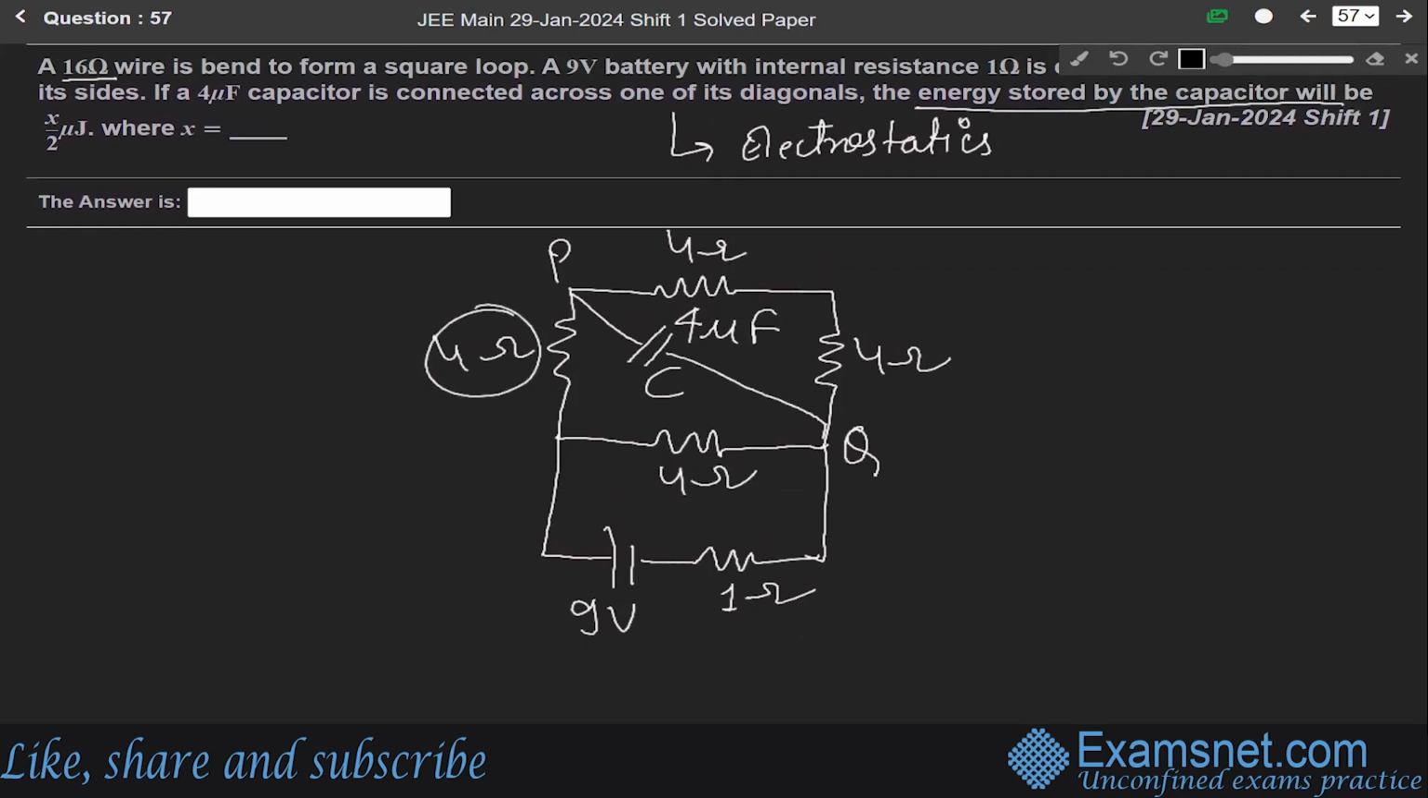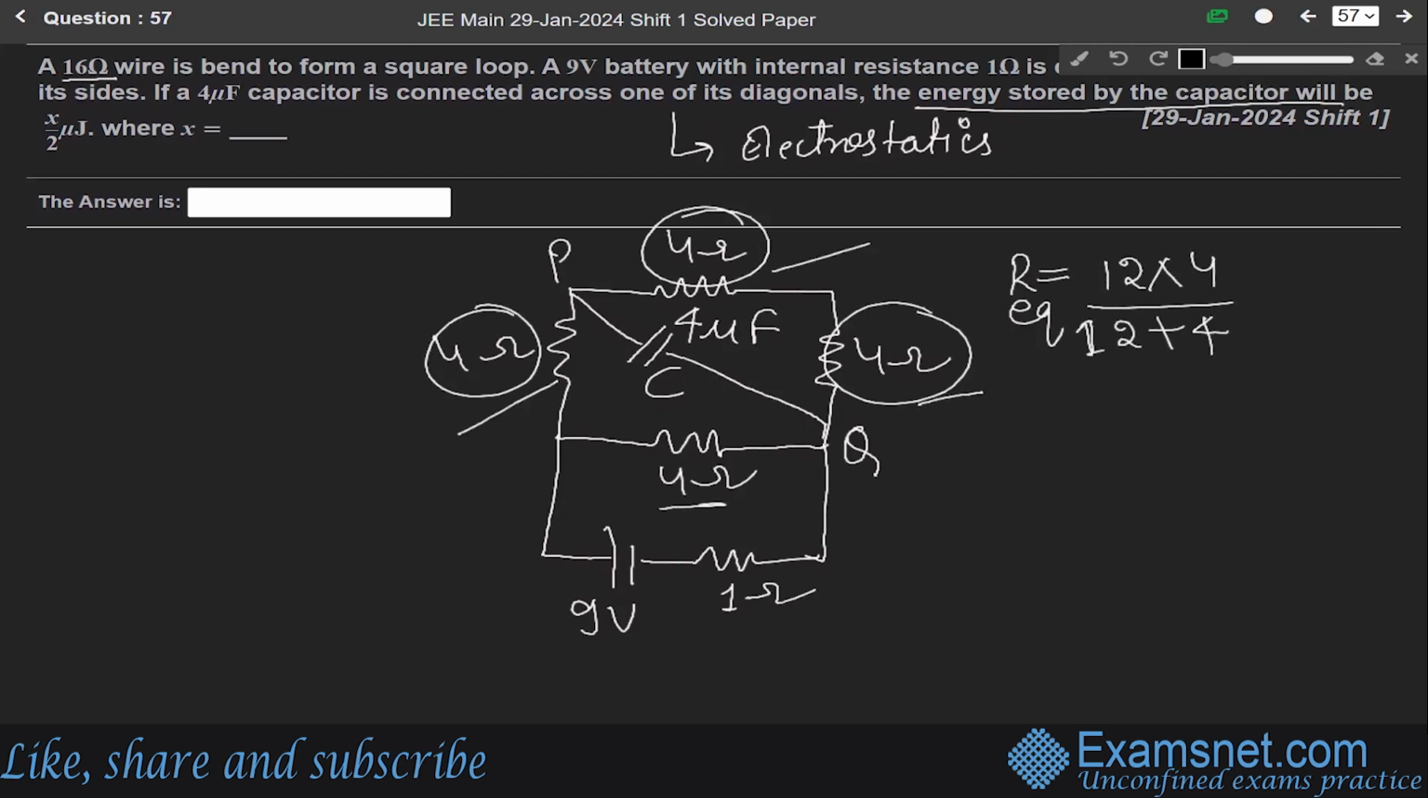These three resistors, 4 ohm, 4 ohm, 4 ohm, are in series, and this one is in parallel with them. So R will be 4 plus 4 plus 4, which is 12. R equivalent will be 12 into 4 upon 12 plus 4. Since these three are in series, this is in parallel. So these three means 4 plus 4 plus 4 equals 12, and along with 12, this resistor is in parallel. So R equivalent will be 12 into 4 over 12 plus 4, which means 3 ohm.